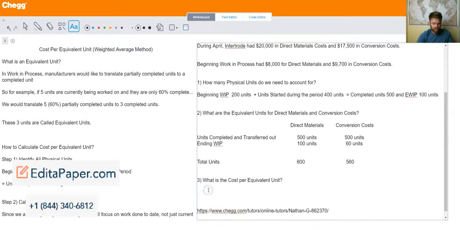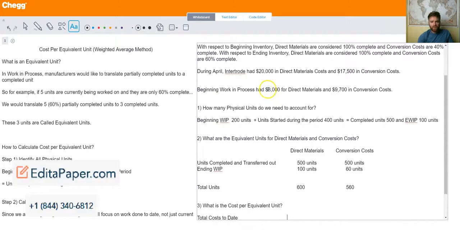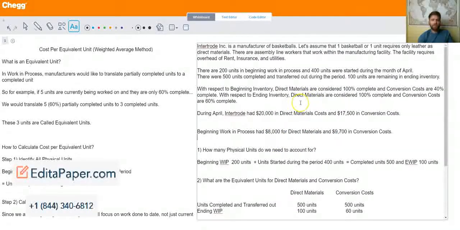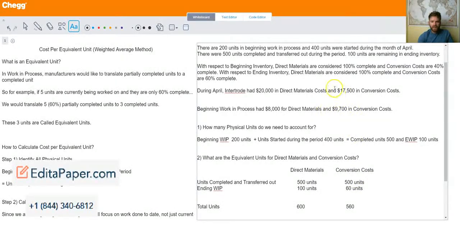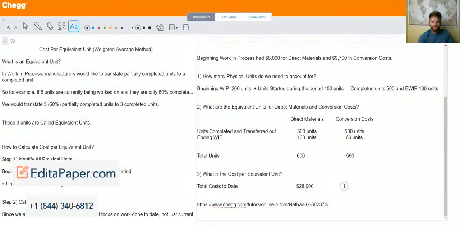So what is the cost per equivalent unit? Well, we need to get the total costs to date. So not just current period like FIFO, but total costs. So that's going to be comprised of these two lines. So beginning work in process, 8,000 for materials and 9,700 for conversion. So we'll just start with direct materials first. So 8,000 at the beginning, and then 20,000 was incurred during the period. So for materials, I'll use the same column, 28,000 for materials. And then for conversion, it's 17,500 plus 9,700. So let's add that up here. Plus 9,700. So 27,200.